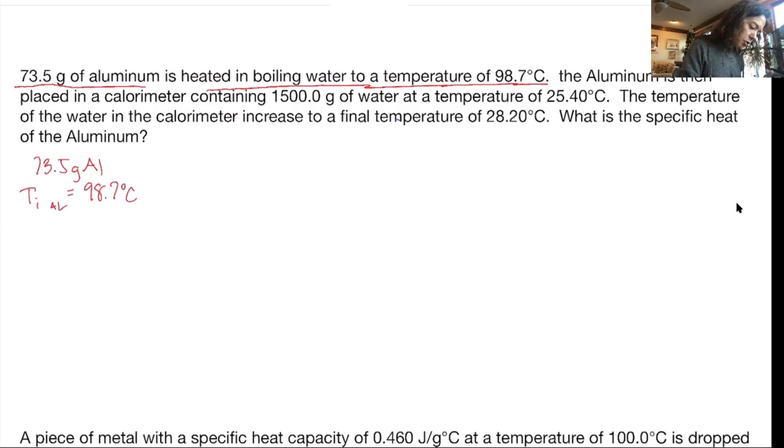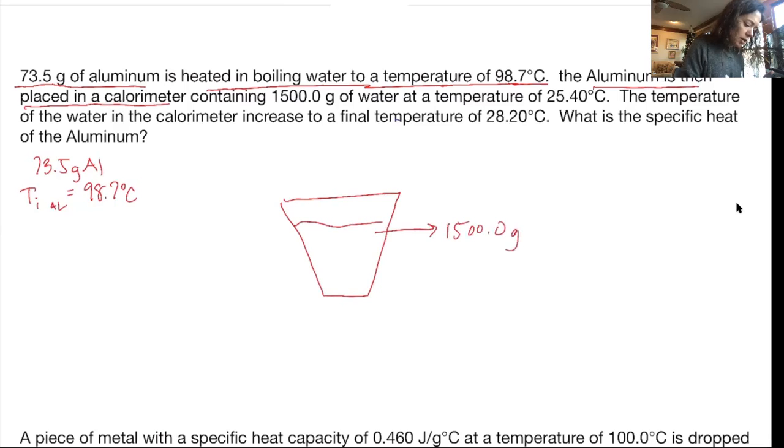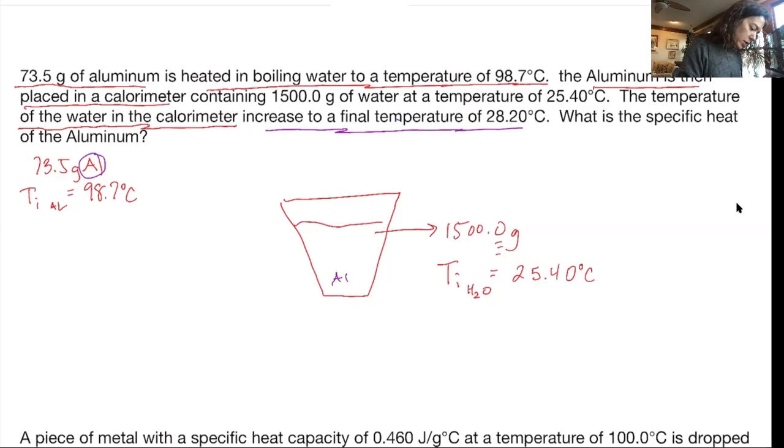Okay. The aluminum is then placed in a calorimeter containing 1,500 grams of water. That's important. Notice the extra sig fig they gave us. At a temperature, so the temperature initial of the water is equal to 25.40 degrees Celsius. The temperature of the water in the calorimeter upon the addition of the aluminum, okay, increases to a final temperature of 28.20.